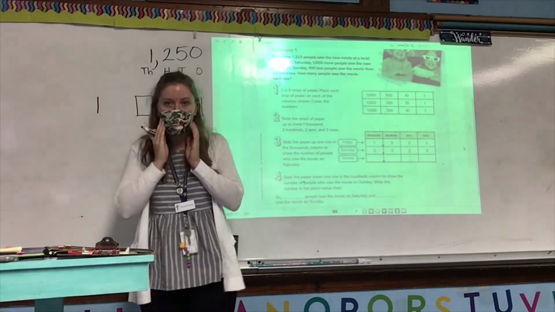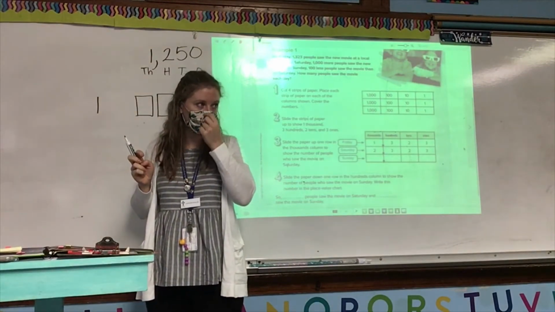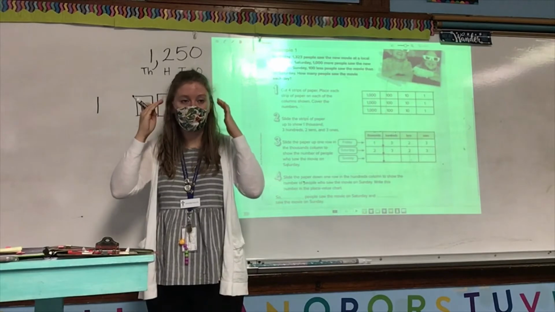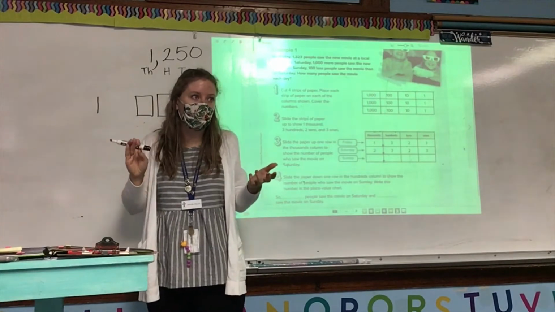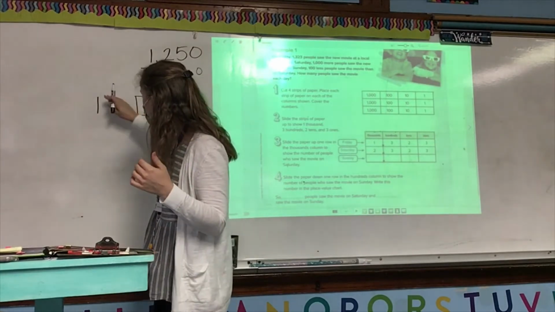Can you still hear me when I wear this? Because that face shield is giving me really bad headaches. I'm still going to ask you to wear them while you read, but you only have to wear them for like 20 minutes at a time. It's giving me really bad headaches to wear it all day.